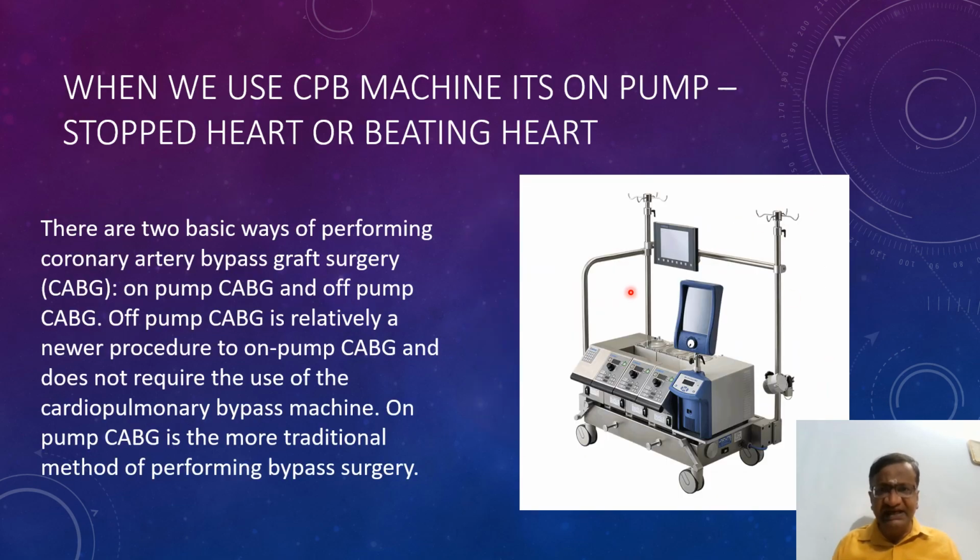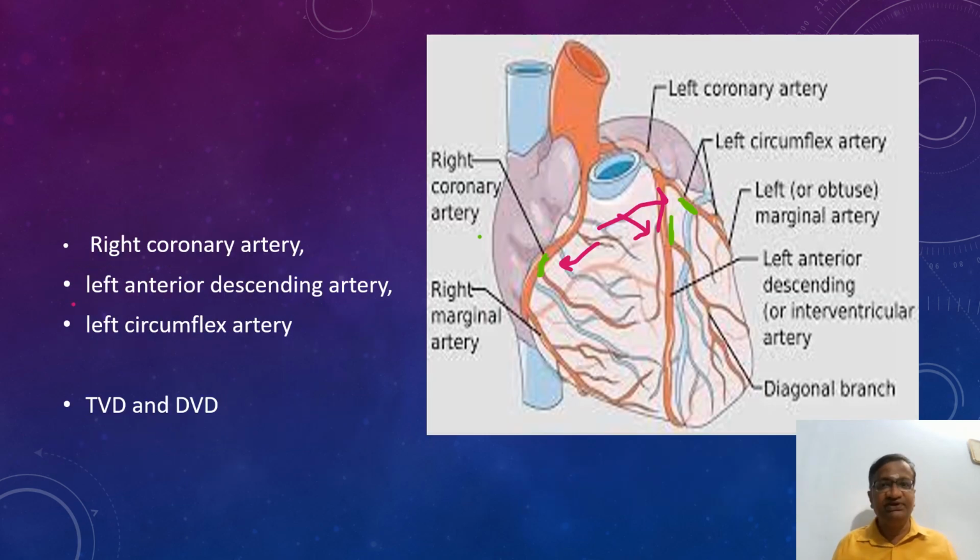When we use this machine, it is called on-pump CABG. When we don't use it, it is called off-pump CABG, what we call beating heart bypass. So the heart continues to beat, we do the bypass. That is called off-pump CABG. When you do it with the machine, it is called on-pump CABG.